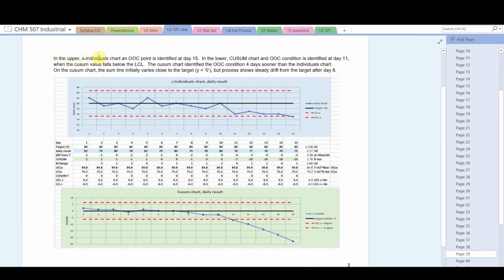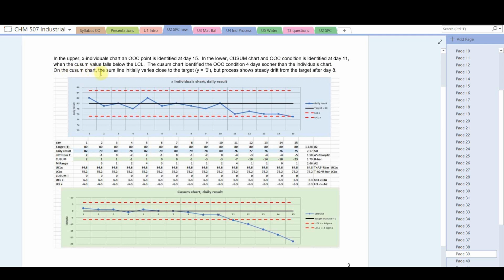In the upper individual's chart, an out of control point is identified at day 15, way down here, when it finally falls outside the lower control limit. In the lower Qsum chart, down here, an out of control condition is identified after day 11, when the Qsum value falls below the lower control limit. The Qsum chart identified the out-of-control condition 4 days sooner than the individual's chart.